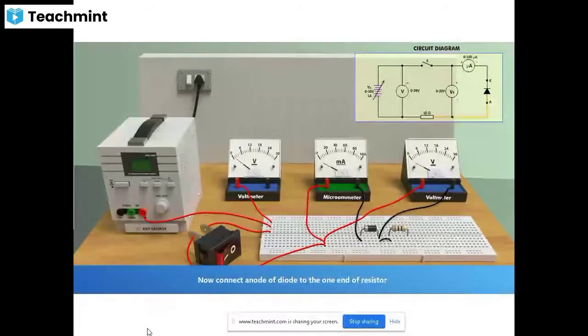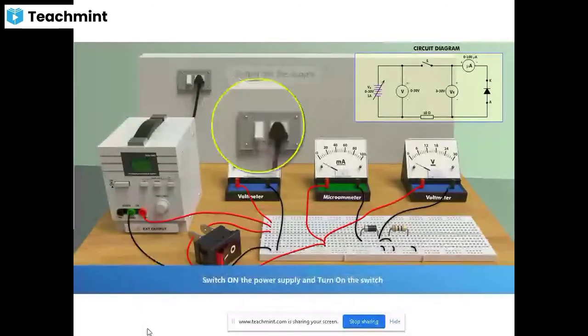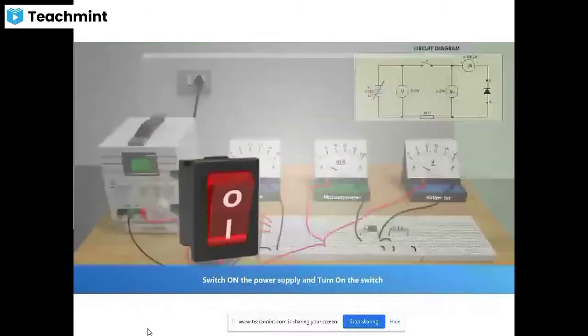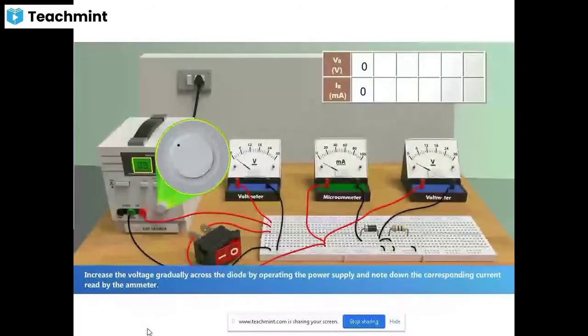Now connect the anode of the diode to one end of the resistor. Connect the other end of the resistor to the common ground. Connect the common ground to the voltmeter negative terminal. Now make all the ground connections and connect the common ground to the negative terminal of the power supply. Switch on the power supply and turn on the switch. Increase the voltage gradually across the diode by operating the power supply and note down the corresponding current read by the ammeter.